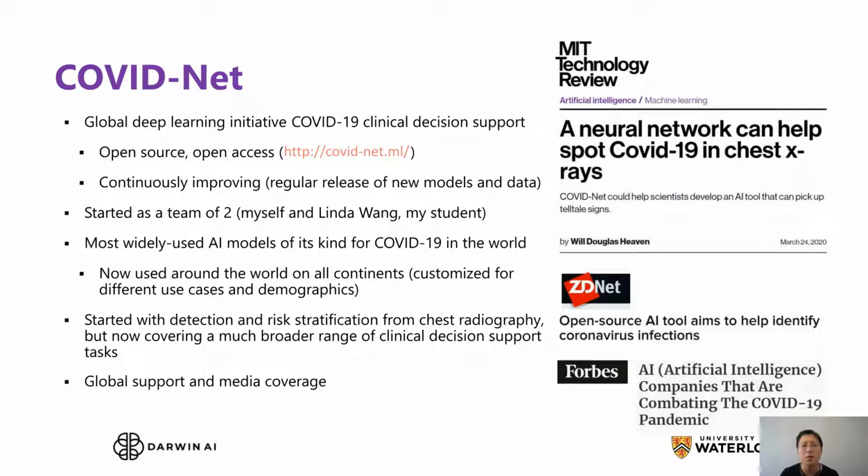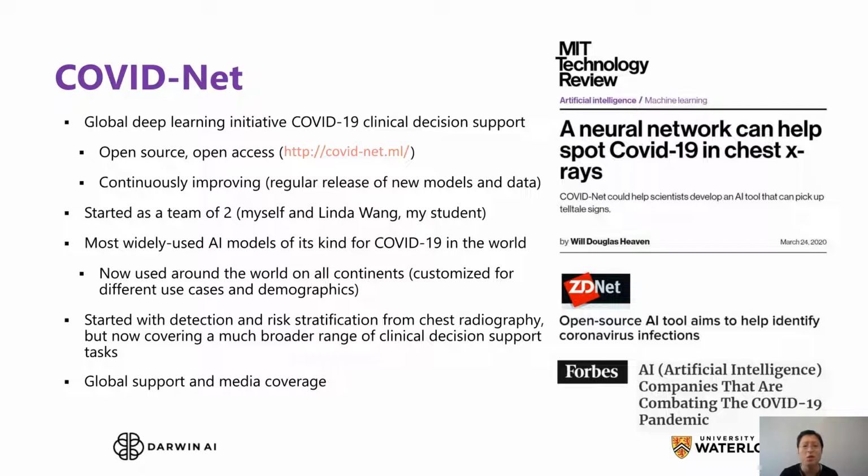This whole COVIDNet initiative started off as a team of two, myself and my student at the time, Linda Wang, but now it has grown significantly both in terms of the size of the team as well as in terms of scope of the different tasks that we cover for COVID-19 clinical decision support. In fact, right now it is the most widely used AI model of its kind for COVID-19 in the world, and it's used around the world on all continents and has been customized for handling different use cases as well as different demographics and environments.